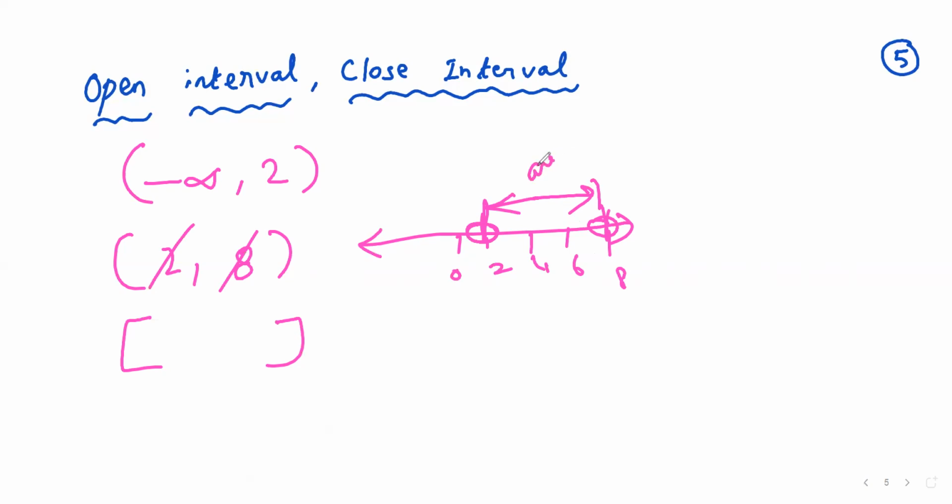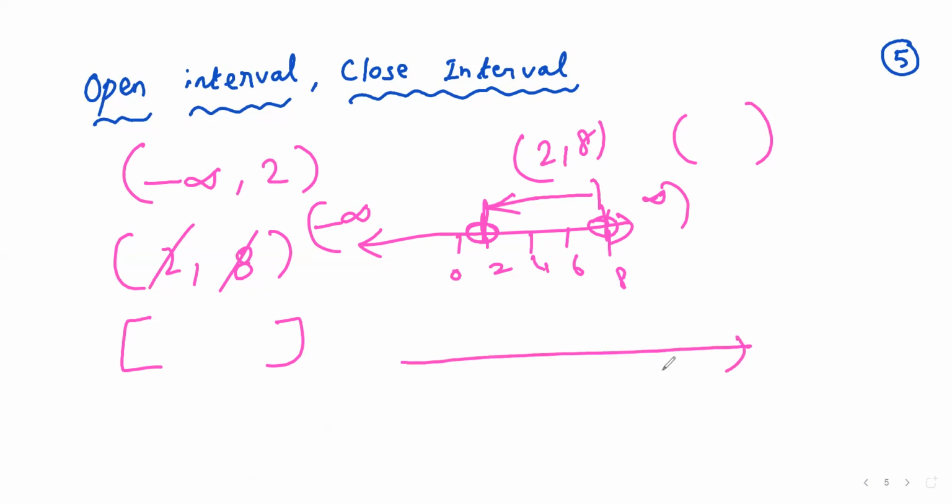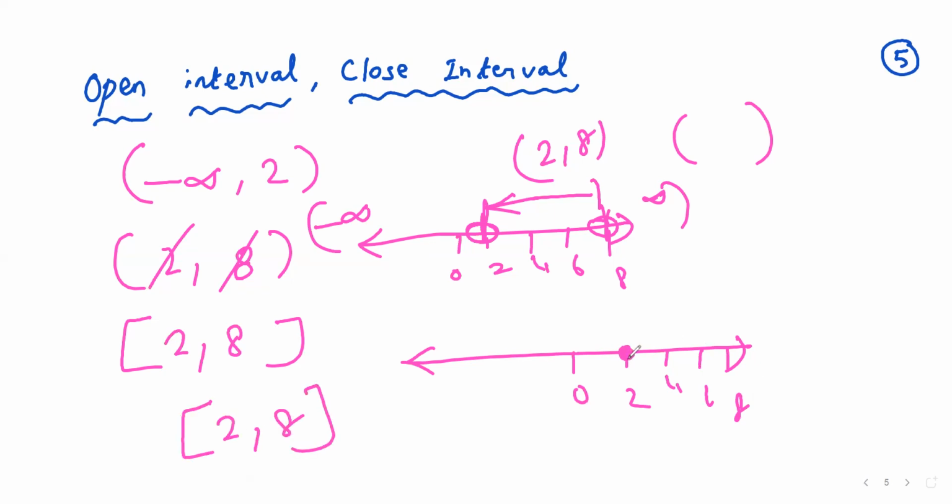Your solutions are in between 2 and 8. You should not include 2 and 8, so you have to use this bracket. And for minus infinity and plus infinity, you always use the open bracket only. Suppose your solution set is 0, 2, 4, 6, 8. For 2, 8 with a square bracket, 2, 8 means include. You have to shade that point.